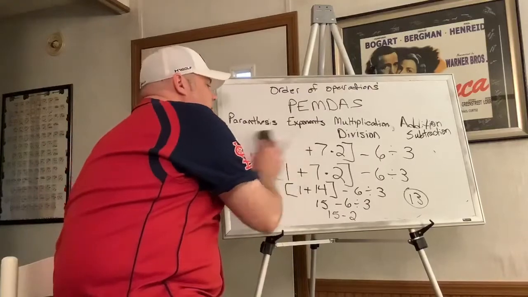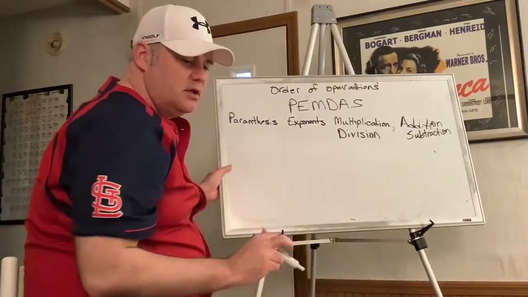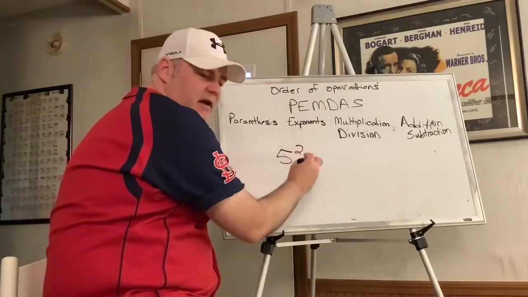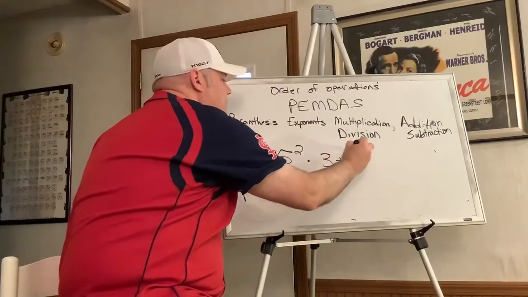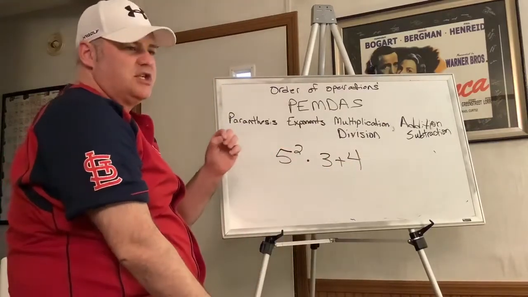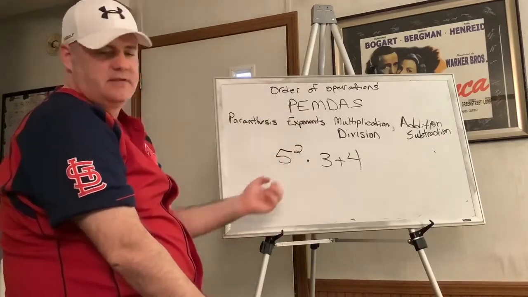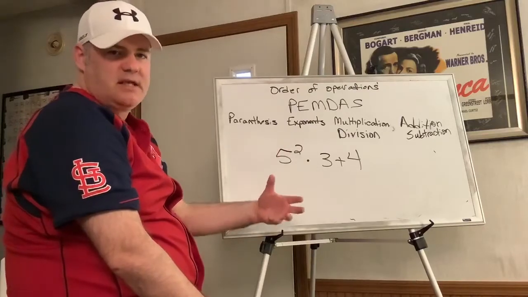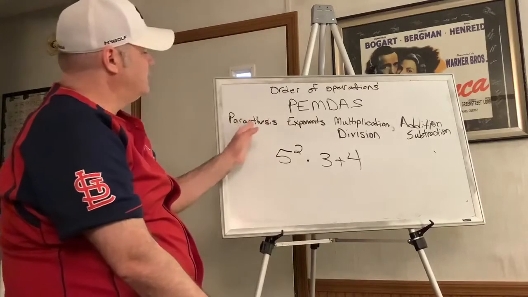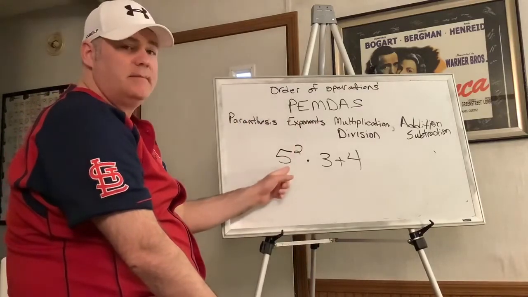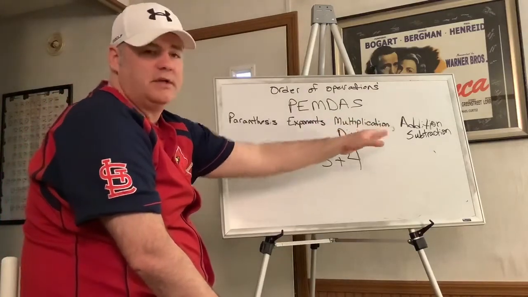Let me put a couple exponents in there as well because we need to cover what happens when you see an exponent. So here's an example of that. 5 squared times 3 plus 4. Now an exponent is just something times itself. Okay, it's not 5 times 2, otherwise they'd write 5 times 2. It's 5 times itself, so 5 times 5. So in this case, I'm looking here, there's no parentheses, but there is an exponent, okay? So I'm going to do that first before I do multiplication, division, or addition and subtraction.